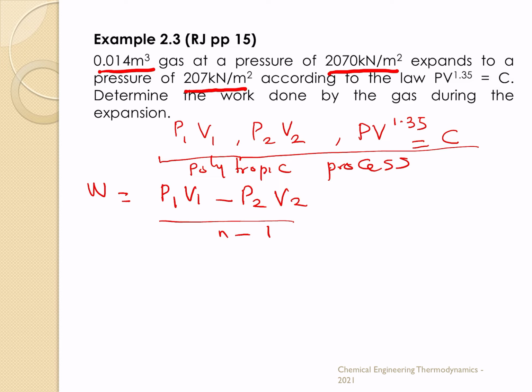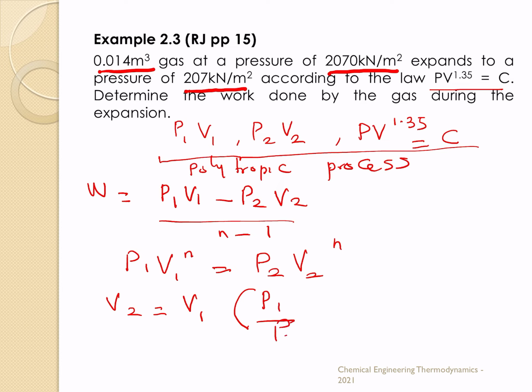However, V2 is what you're looking for, and based on what we have here, we can also say that P1 V1 raised to power n, we know our n, equals P2 V2 raised to power n. So let's make V2 the subject of the formula. V2 becomes V1 times P1 over P2 raised to 1 over n.